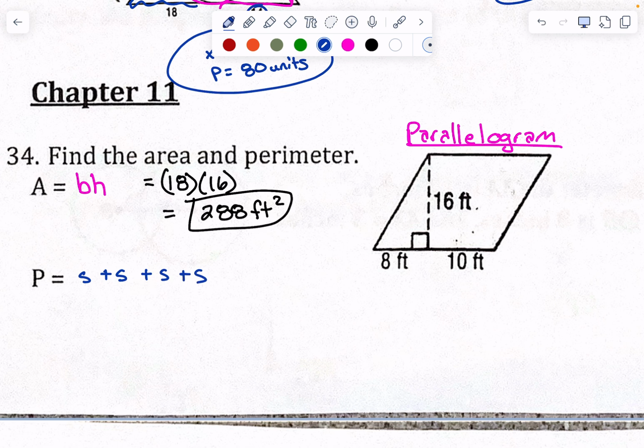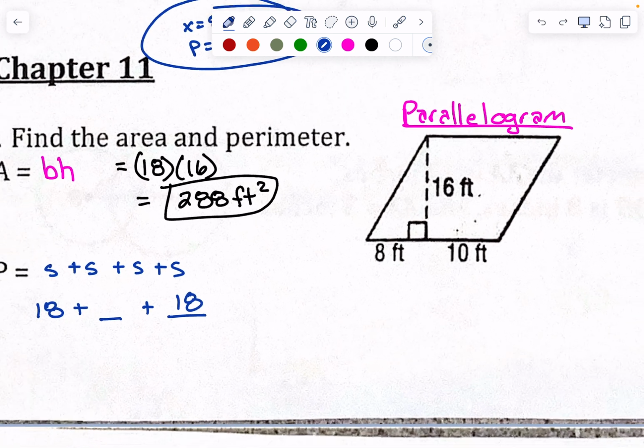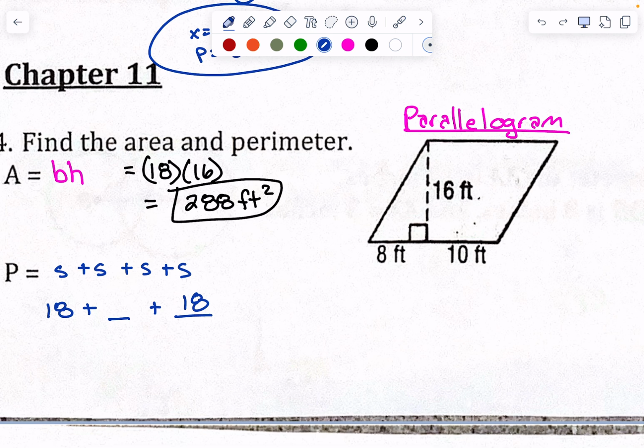So one of my sides is 18. I got to figure out what the second and fourth side are. So what are these sides? How do I do that? You need to find your slant height. That's why they give you 8, right? So 8 and 16, that is a right triangle. That doesn't help me otherwise.